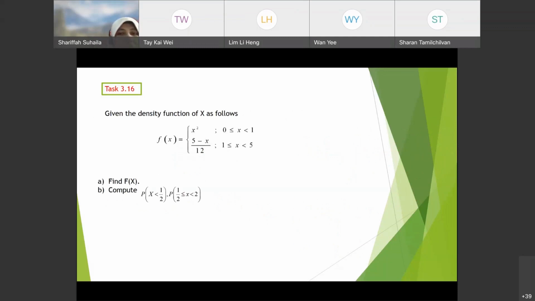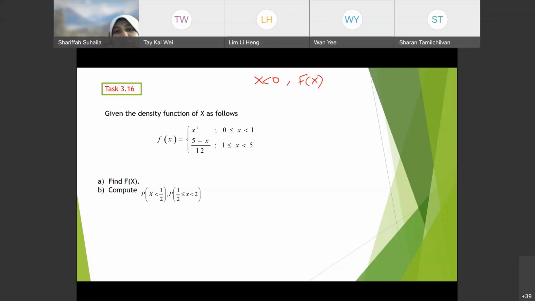Task 3.16, you want to find what is your expected value. What is your capital Fx? Cumulative distribution function. But you have two ranges, between 0 and 1, 1 and 5. Again, do it step by step. Step by step sama je dia punya ni. First we start with what happens when x less than 0. So x less than 0, your capital Fx.